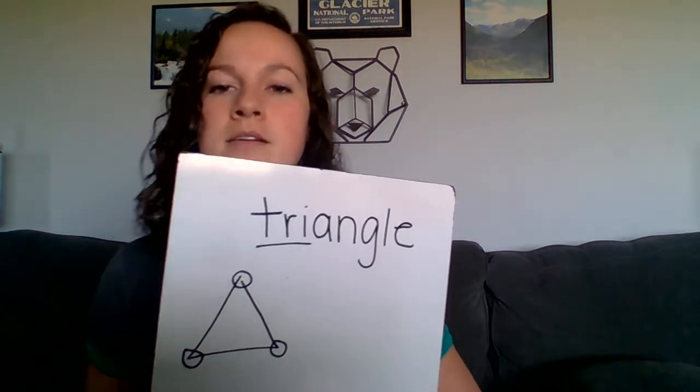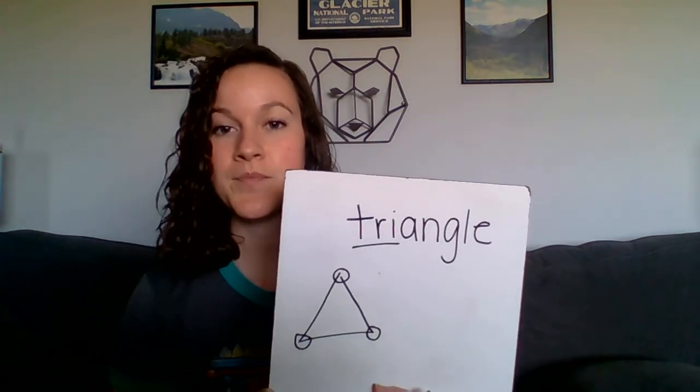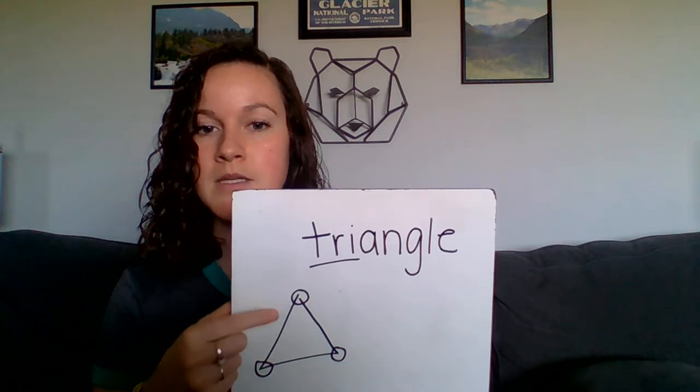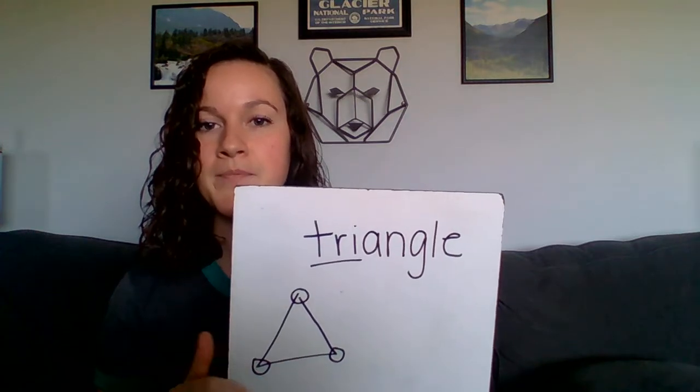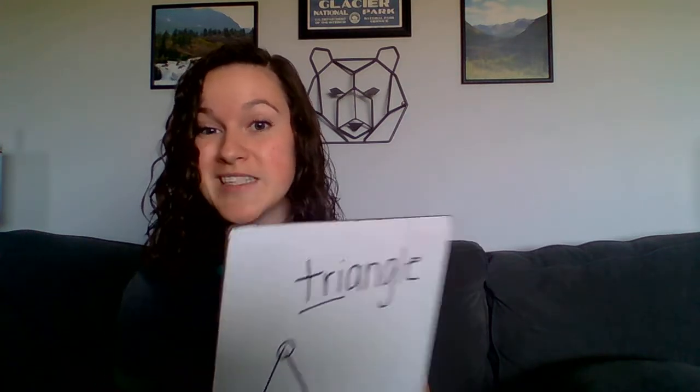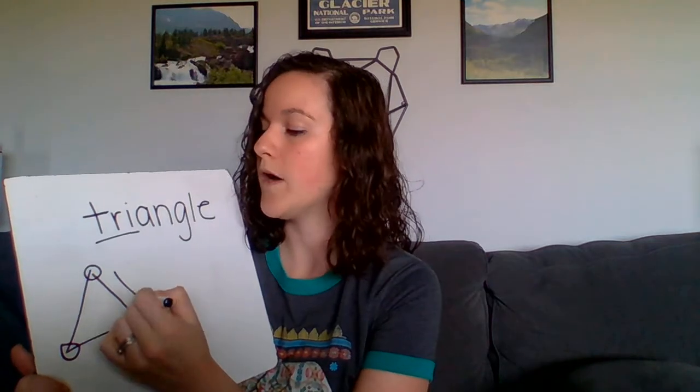The next shape that we are going to look at is called a triangle. Now, what's really cool about the word triangle is that tri means three. So what you can remember is when we are looking at a triangle that you are going to look for three vertices or points. So 1, 2, 3. You could also look for three sides. So I might do 1, 2, 3.